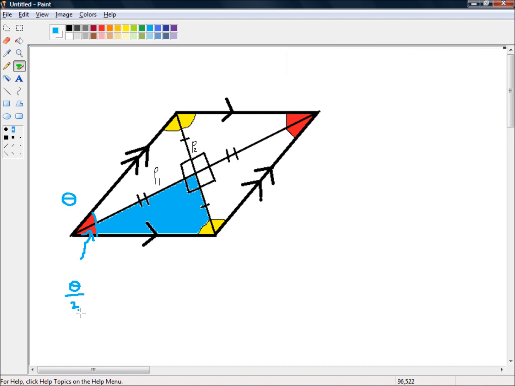In fact, let's give it another name. If we're going with the Greek alphabet, let's call it alpha. So alpha is equal to theta over 2. Okay, so we've got our angle here, which we're calling alpha. So if this is the angle and this is a right angle here, then this length here is the opposite.